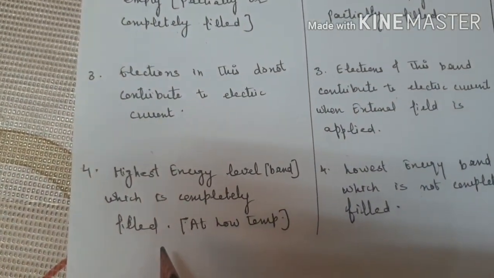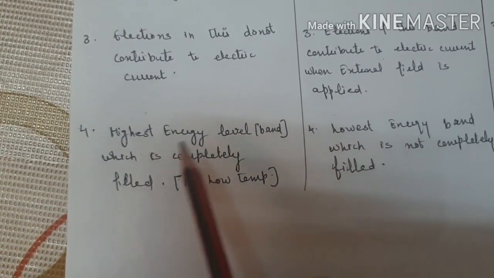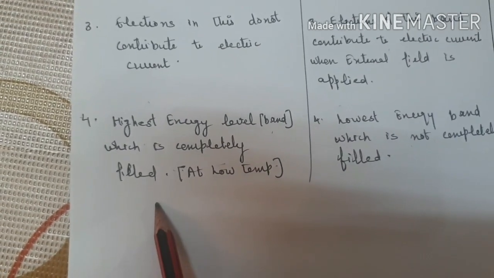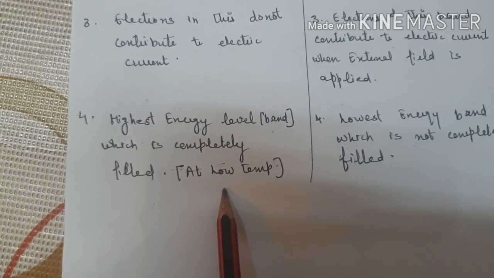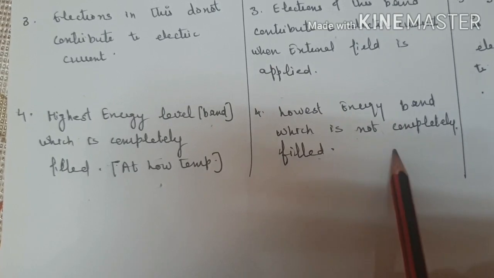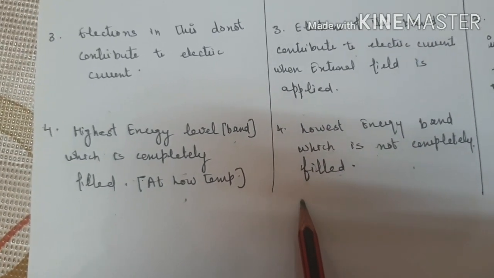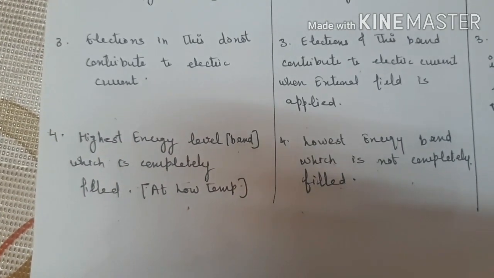Then also we can define: the valence band is the highest energy level band which is completely filled, at low temperature. This is very important, at low temperature. Clear? And the conduction band is the lowest energy band which is not completely filled. So this is all about the valence band, conduction band and forbidden energy gap.